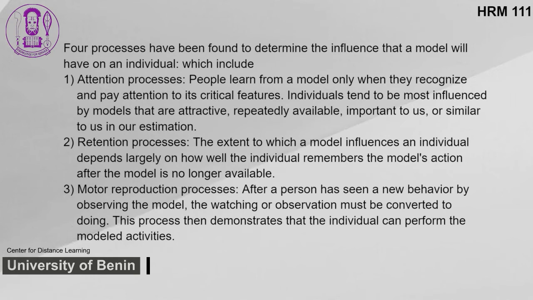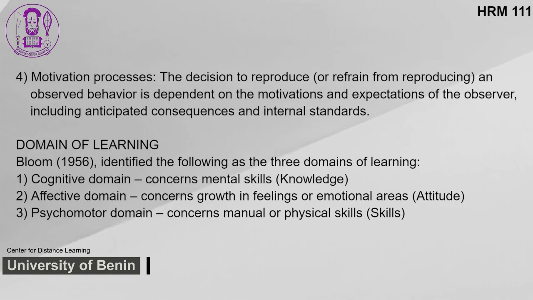3. Motor reproduction processes. After a person has seen a new behavior by observing the model, the watching or observation must be converted to doing. This process then demonstrates that the individual can perform the modeled activities. 4. Motivation processes. The decision to reproduce, or refrain from reproducing, an observed behavior is dependent on the motivations and expectations of the observer, including anticipated consequences and internal standards.